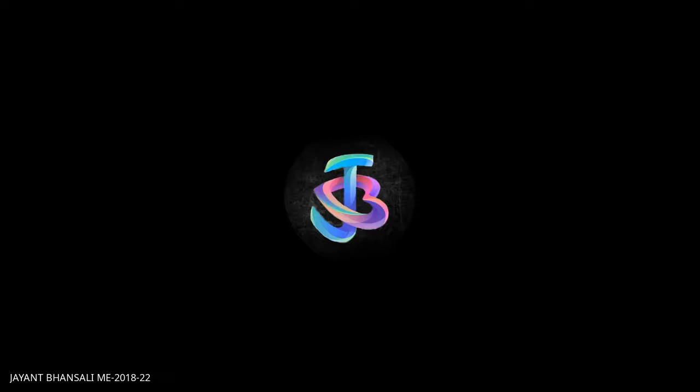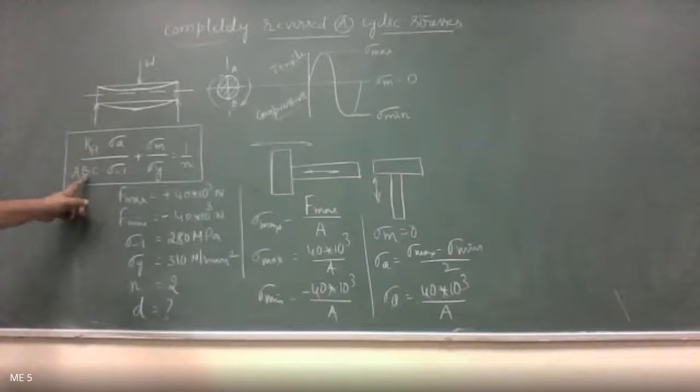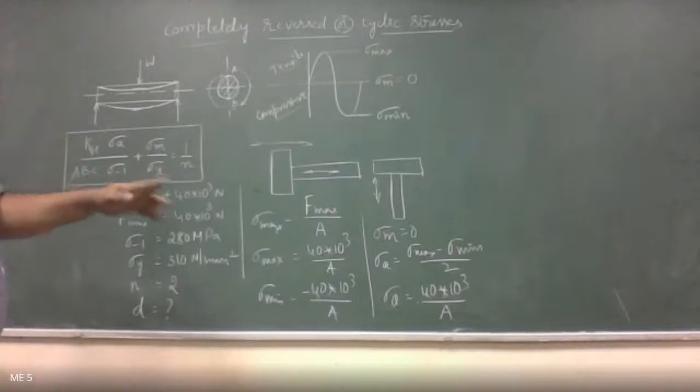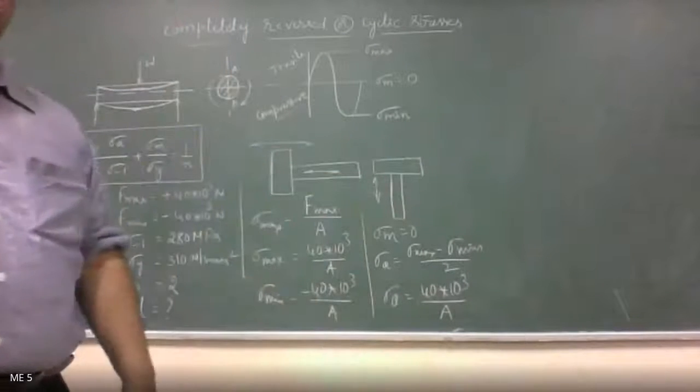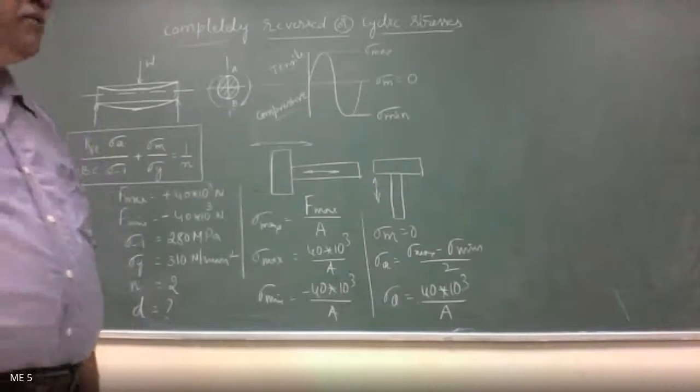So A is 0.85 for axial loads. For axial, okay, so 0.85, 0.85, and 0.85. Substitute these values, get the value of area of cross section, and in turn get the value of diameter. Please get me the value of diameter.